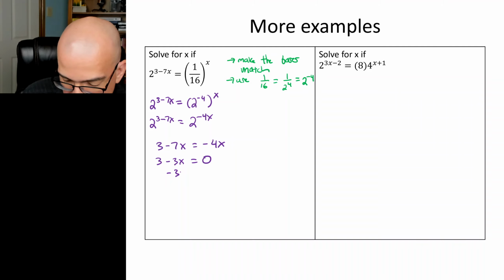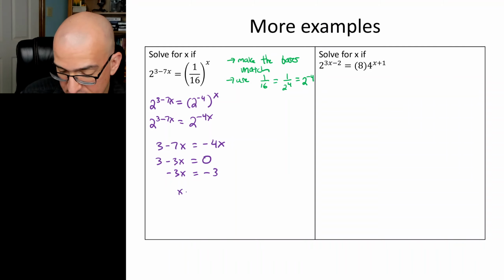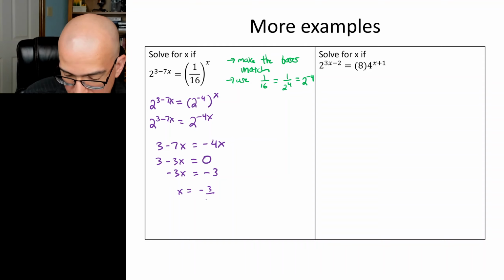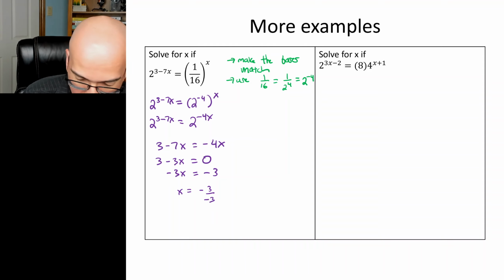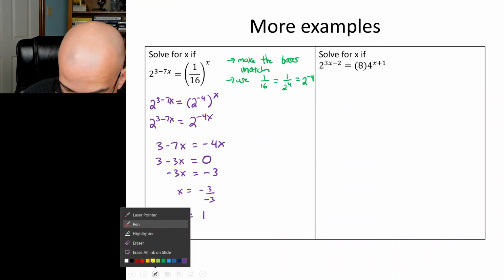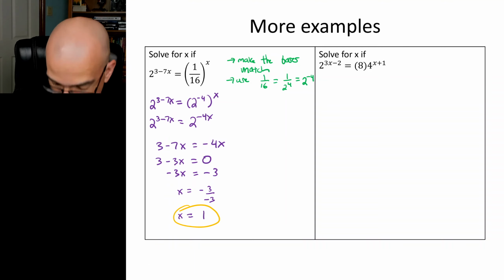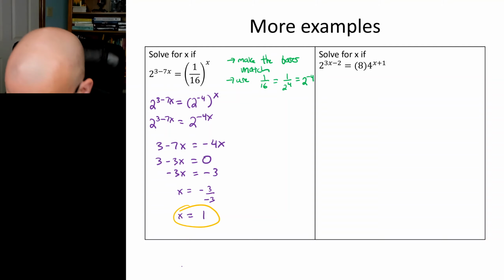I'll solve it a little bit of a different way than I did the previous ones. Then divide both sides by negative 3. And we get x is equal to 1. And you can verify that, go back and look up at the function, and you can verify that that's true. Okay, next one over.